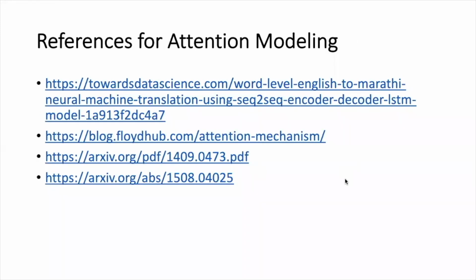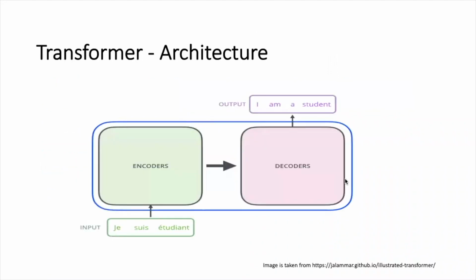Here are some references to attention modeling. The next topic that we'll be covering is transformers. This is how a transformer typically looks from a bird's-eye level. We have an input sentence, and we need an output English translation for this. This is not anything new. We have already covered a similar architecture earlier. We have an encoder which encodes the input and then a decoder which generates the output. So there is nothing new exactly about this.